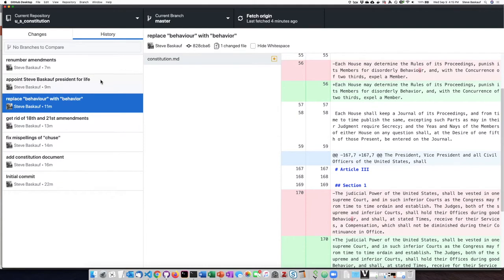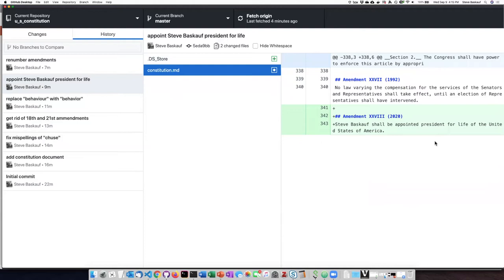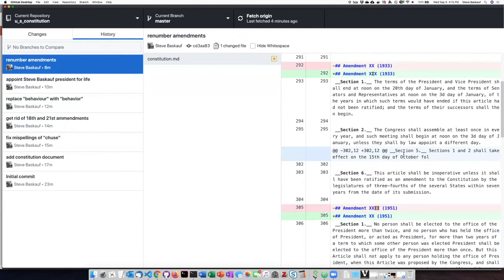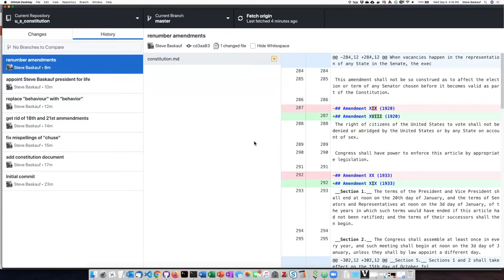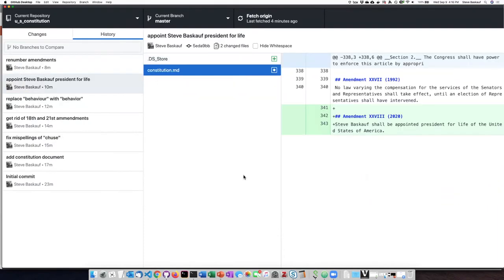And I also decided that it would probably be a good idea to appoint myself president for life. So I put in an extra amendment about that. And of course, with all these changes, I had to do some renumbering because of the whole stupid Roman numeral thing and all that. So that's all great. I think most people would agree these are all positive changes, although there might be some people who'd have an issue with my new amendment appointing me president for life.